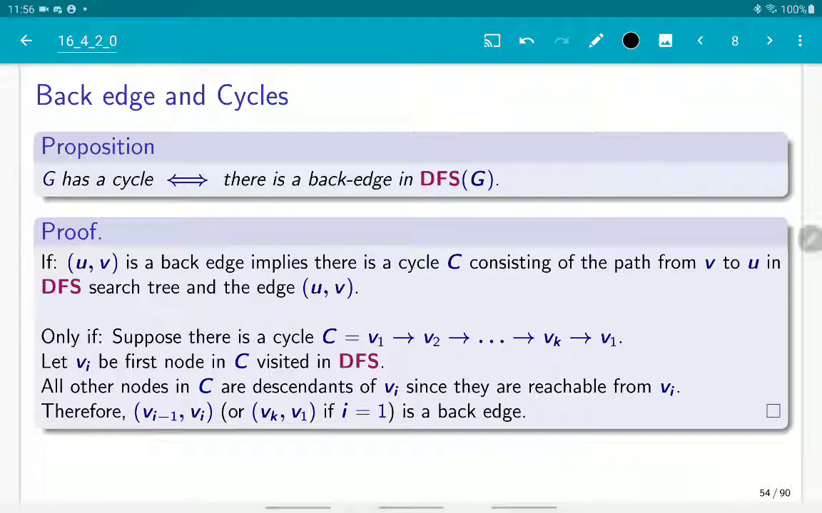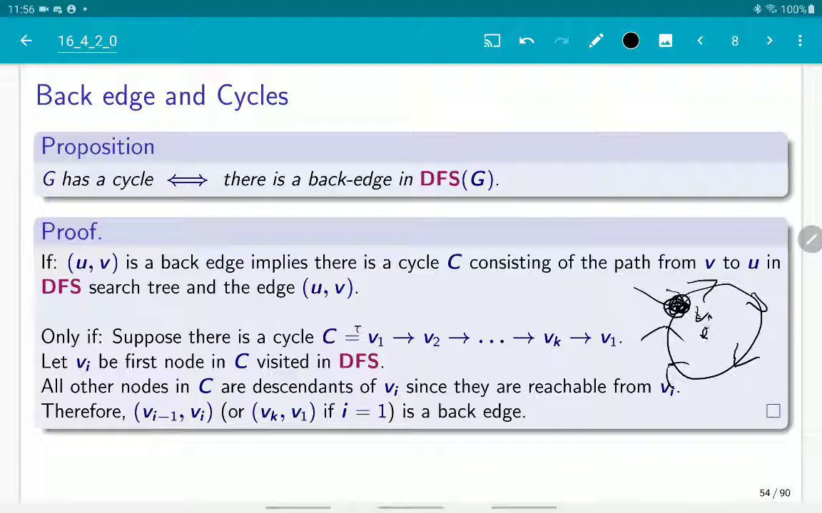Let's assume that there is a cycle in the graph, right? So V1 goes to V2, and so on to Vk, which goes to V1. And let's assume the cycle is clockwise. The basic idea is that when the DFS hits the cycle for the first time, look at the first visited vertex on this cycle. In the recursive exploration of this vertex, it's going to visit all the vertices of the cycle, because that's what DFS does. It reaches all the reachable vertices, right? So all of those vertices are going to be explored when we explore this vertex.